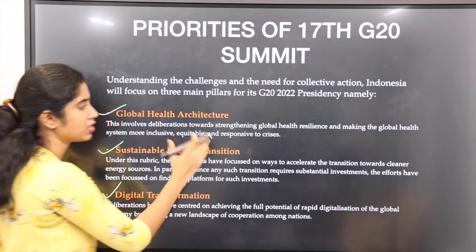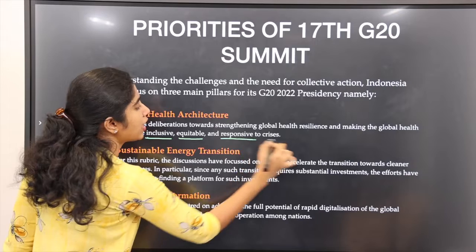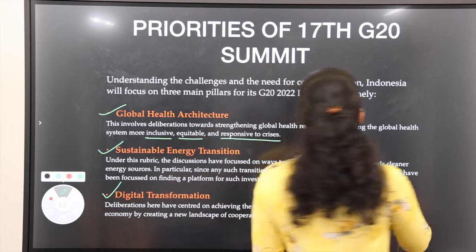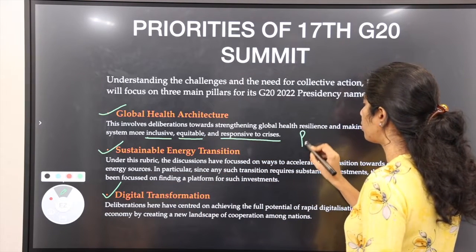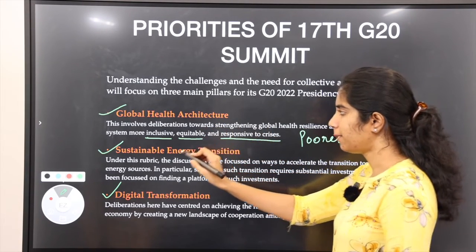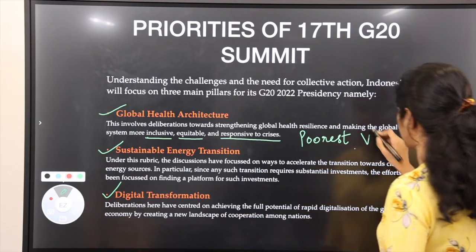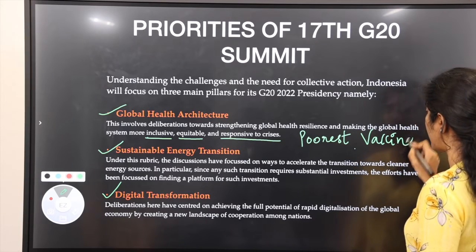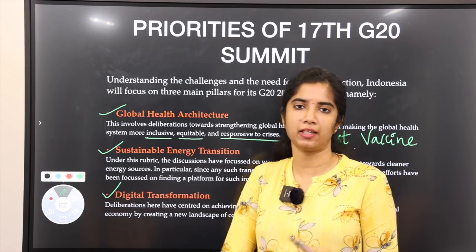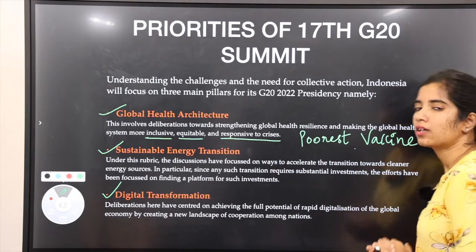So there are deliberations and discussions to make the global health system more inclusive, equitable and responsive to crisis. Inclusive in the sense that even during a COVID-like condition, even the poorest of the poor should be able to access the treatment. That is inclusive. Equitable: everyone should get access to treatments equally. Suppose, for example, take vaccines. Even the poor should be able to afford to get vaccinated. If not, the government should provide some incentives. So these are the discussions that happened in this year's summit, and responsive to crisis like COVID.